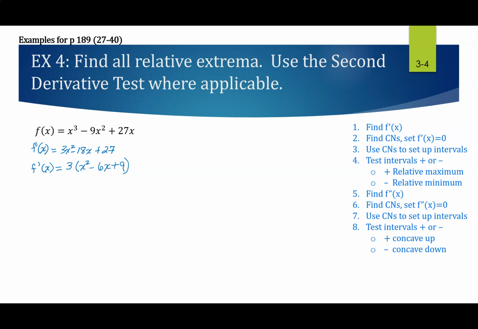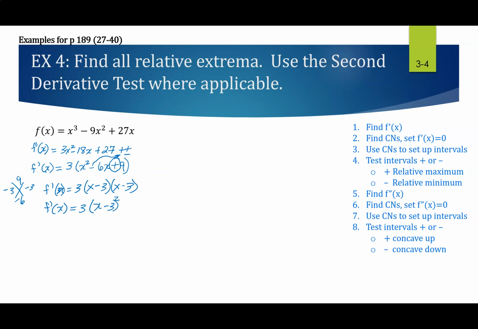That's factorable. So we want to know what multiplies to 9, adds to a negative 6. Because this is a positive, it's either plus plus or minus minus. The signs have to match. I look at this negative 6 and I go, oh, look, they're both negative. So negative 3 and negative 3. So my first derivative is 3 times x minus 3 times x minus 3, and then our shorthand, 3 times x minus 3 squared.